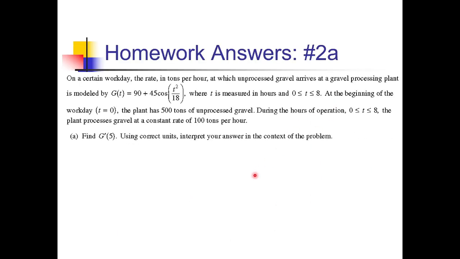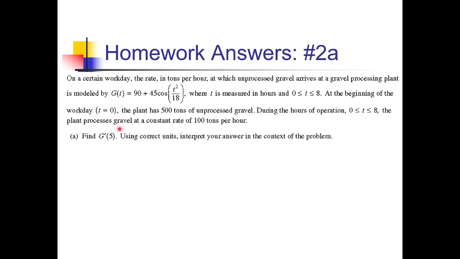On this calculator-based free response problem, on a certain workday, the rate in tons per hour at which unprocessed gravel arrives at a gravel processing plant is modeled by this g of t function. And t is measured in hours, between 0 and 8. At the beginning of the workday, time 0, the plant has 500 tons of unprocessed gravel, and during the hours of operation from 0 to 8, we're processing gravel at a constant rate of 100 tons per hour. Okay, part A: they want us to find g prime of 5 and, using correct units, interpret this in the context of the problem.